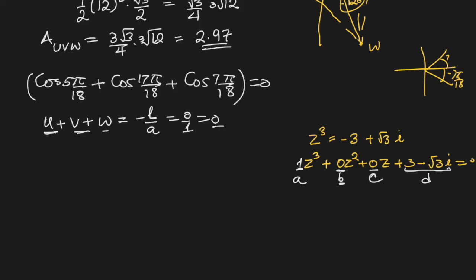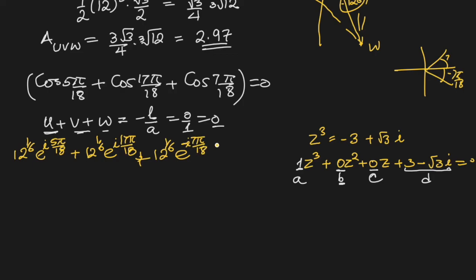Let's write here 12 to the 1/6 e to the power i 5 pi over 18. Then v is 12 to the 1/6 e to the power i 17 pi over 18, and then plus w was 12 to the power 1/6 e to the power negative i 7 pi over 18.